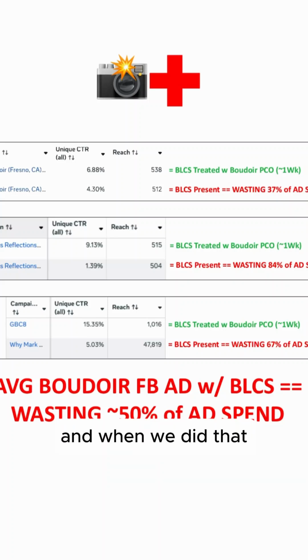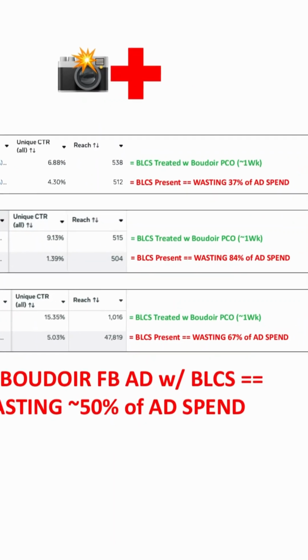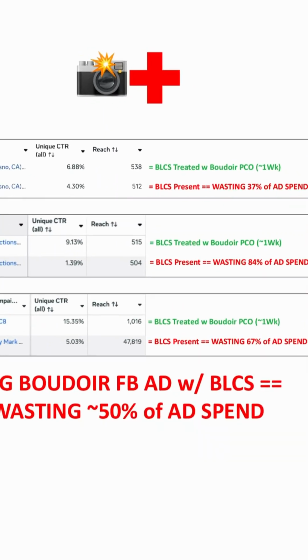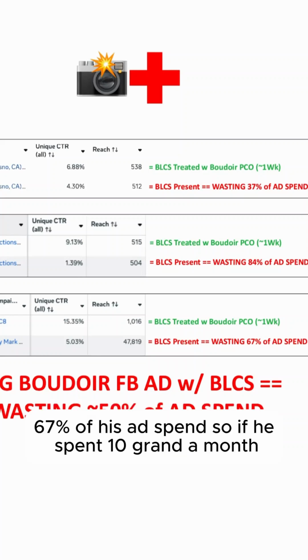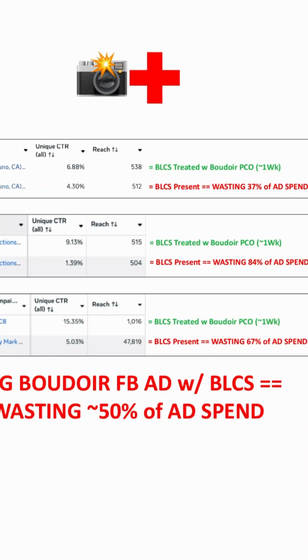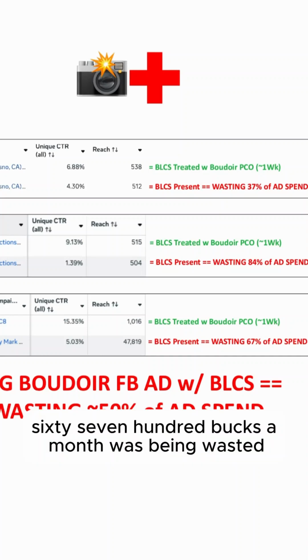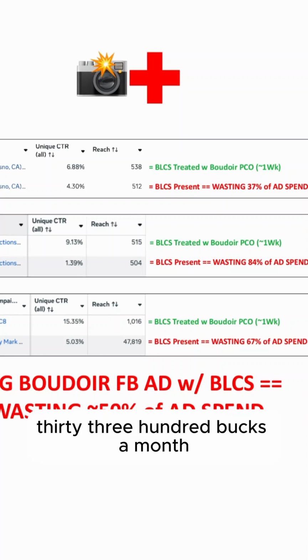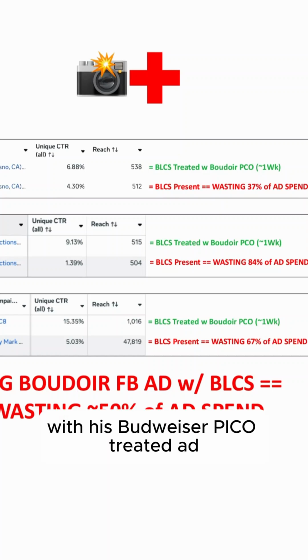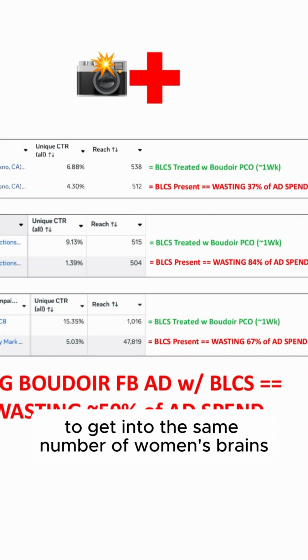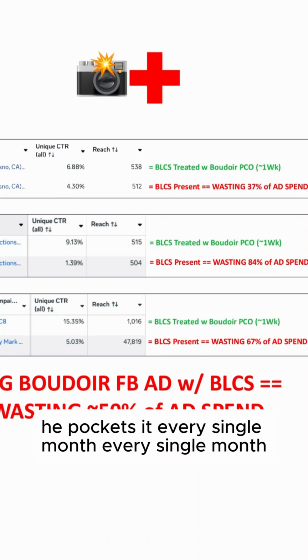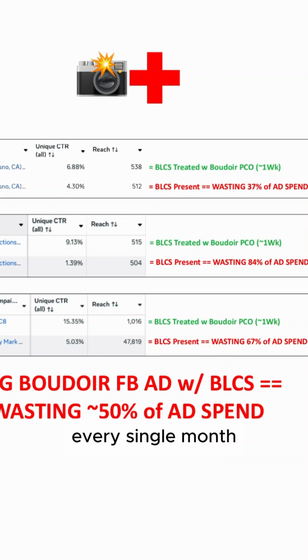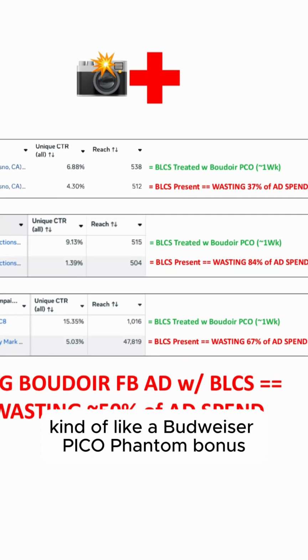And when we did that, we actually found out his original Boudoir Facebook ad is wasting 67% of his ad spend. So if he's spending 10 grand a month, $6,700 a month is being wasted. So now he only needs to spend $3,300 a month with his Boudoir Pico treated ad to get it into the same number of women's brains. And that $6,700 he no longer has to spend. He pockets it every single month. Kind of like a Boudoir Pico phantom bonus.